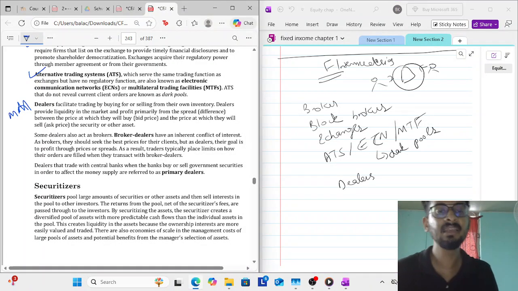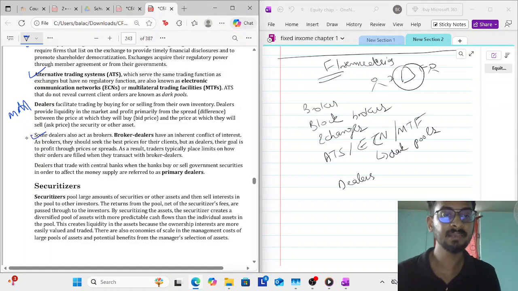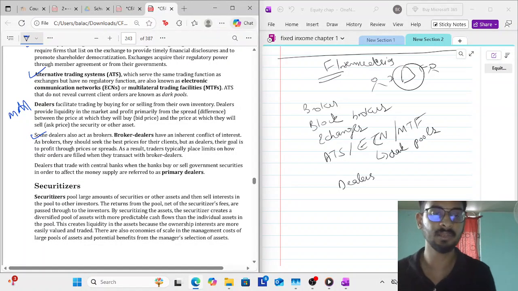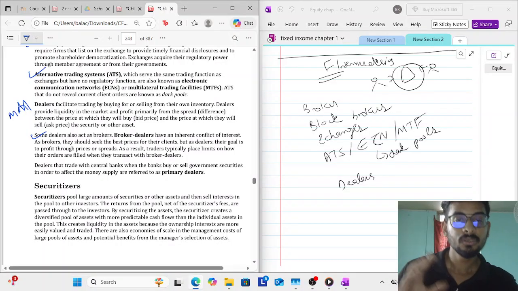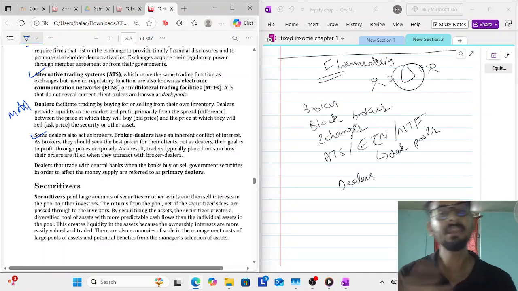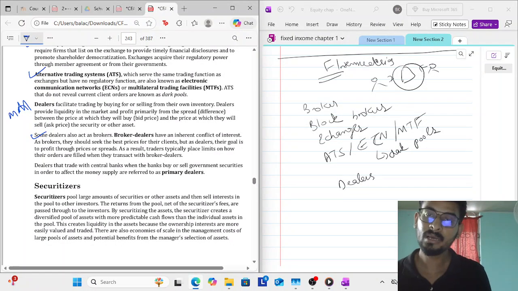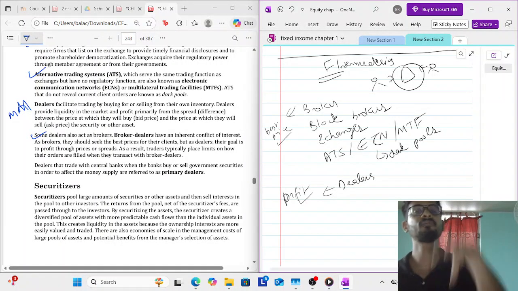Now some dealers also act as brokers. So when do brokers act as dealers? Broker dealers have an inherent conflict of interest. As brokers, they should seek the best prices for their clients, but as dealers, their goal is to profit through spreads, right? As a result, traders typically place limits on how their orders are filled when they transact with broker dealers. So the broker is the one who wants the best price for the clients. Dealers are the ones who want profit. So these guys are client centric, these guys are self centric.